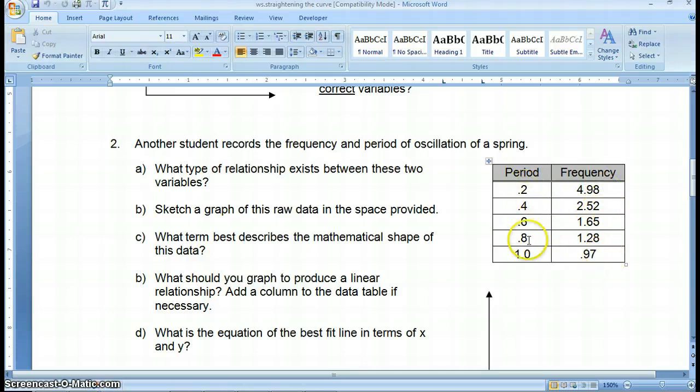Just because one variable increases and the other decreases does not necessarily make it an inverse relationship. Since the period increases by, it looks like 0.2 each time, frequency should decrease by the same amount each time in order for it to be linear, and it's not. It's decreasing by different amounts every time. So this leads me to believe that this is an inverse relationship, but the only way to really know for sure would be to graph it.